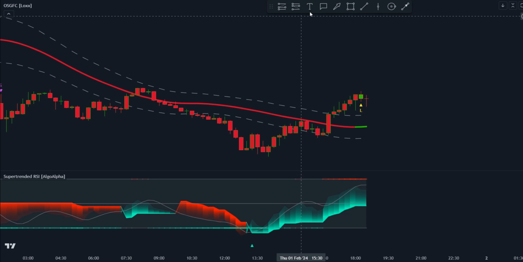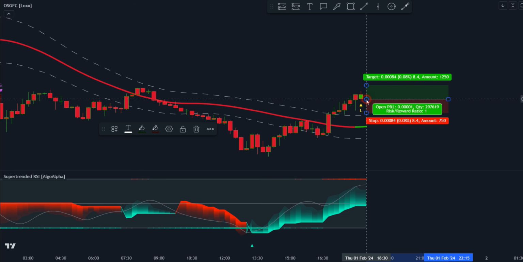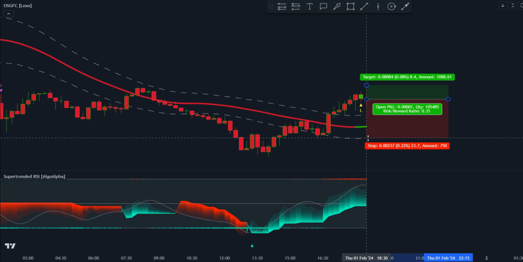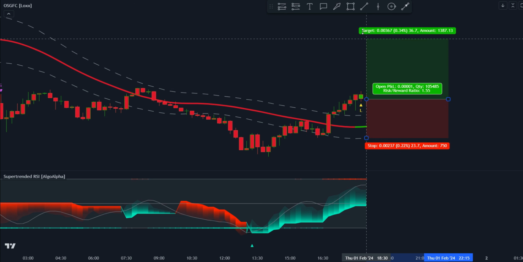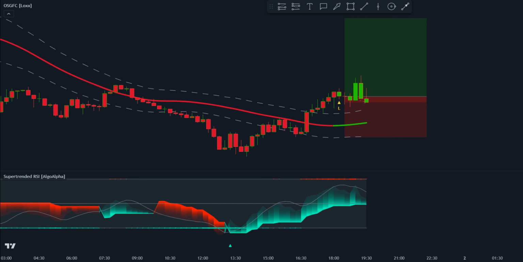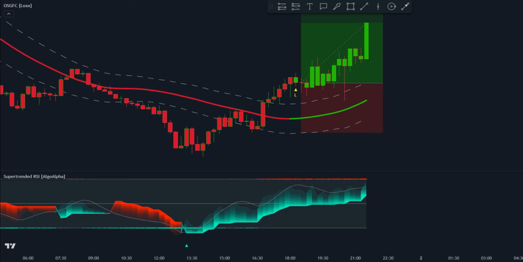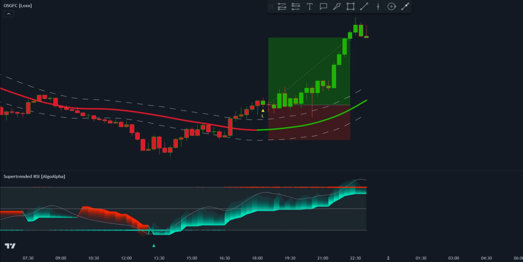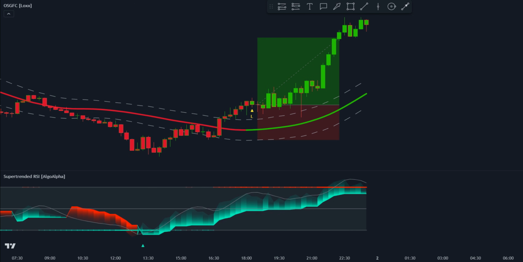Remember, even with these indicators, successful trading involves risk management. We'll place a stop-loss order below the recent low point in price to limit potential losses. The risk-reward ratio for this strategy is 1 to 1.5. This means we're aiming to make a profit 1.5 times the amount we risk on the trade.